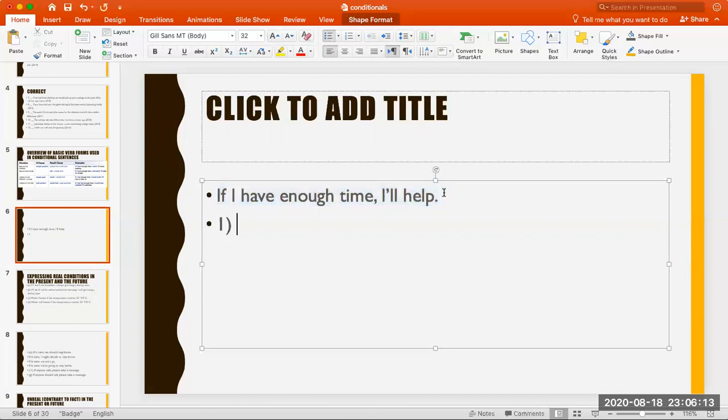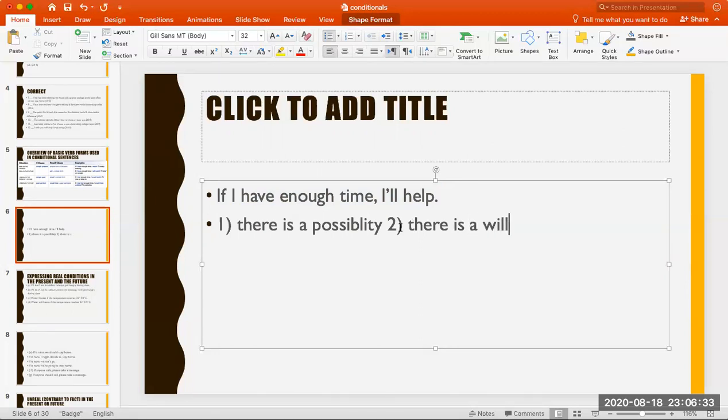Number one, there is a possibility. How did you know that there is a possibility? Because I use the first conditional sentence type. There is a possibility that I will be having time.